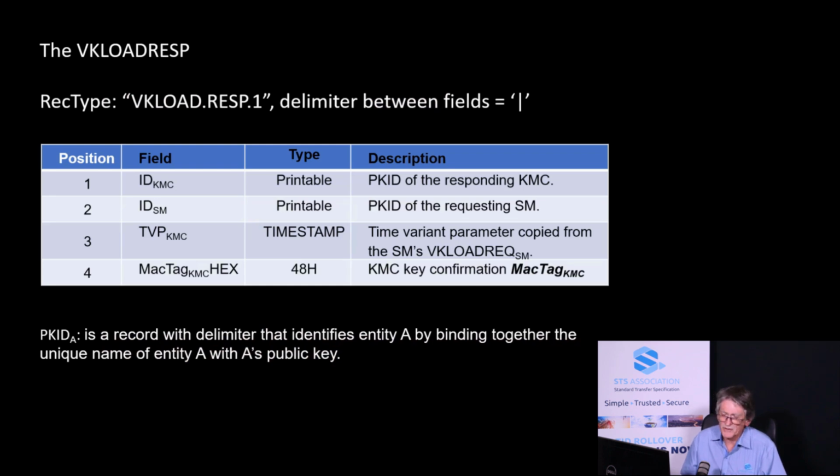The VK load response is of record type vkload.resp.1, again with a vertical bar as a delimiter. There you have the ID of the KMC, the ID of the secure module, a time variant parameter of the KMC, and a message authentication tag. And again, PKID is a record with delimiter that identifies entity A by binding together the unique name of entity A with A's public key.